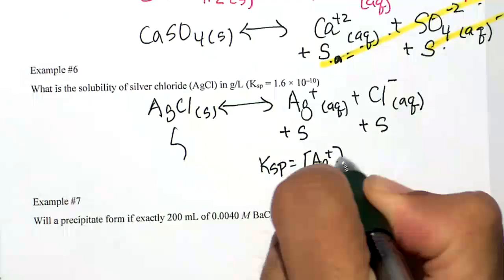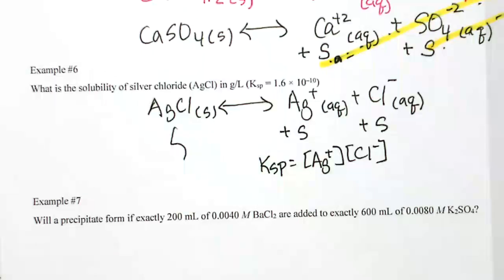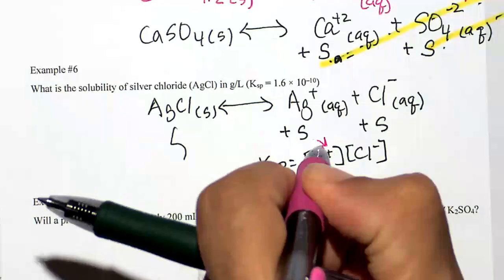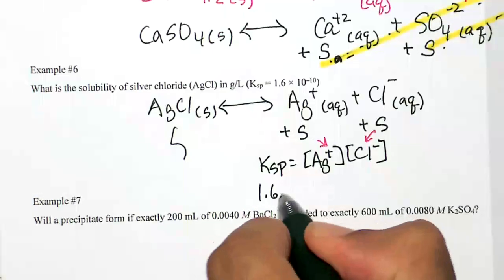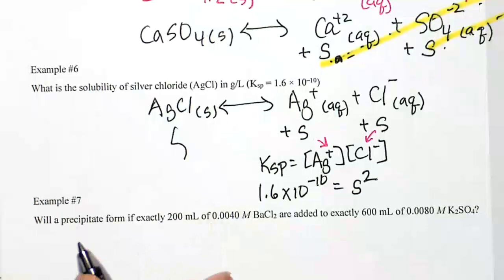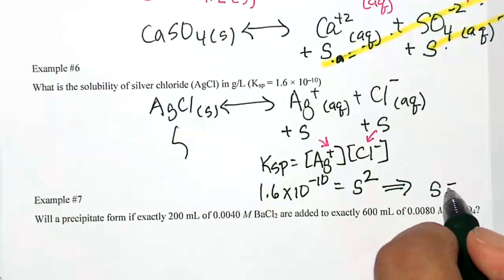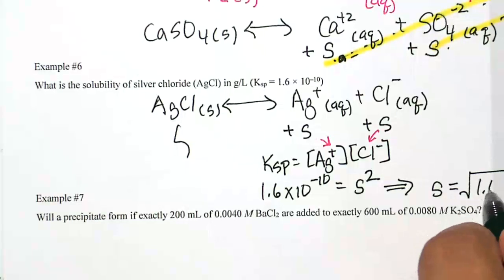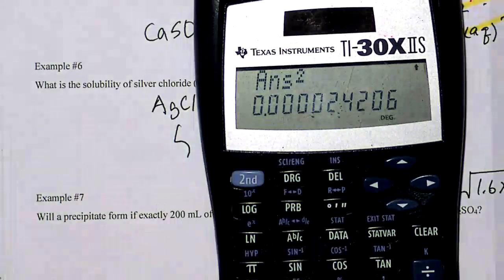KSP is equal to Ag plus times Cl minus. So we got an S that goes in here, we got an S that goes in there. 1.6 times 10 to the minus 10 is equal to S squared. So solubility S is equal to the square root of 1.6 times 10 to the minus 10. And what is that on our calculator?